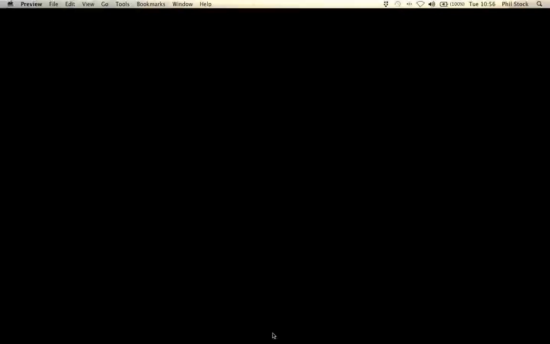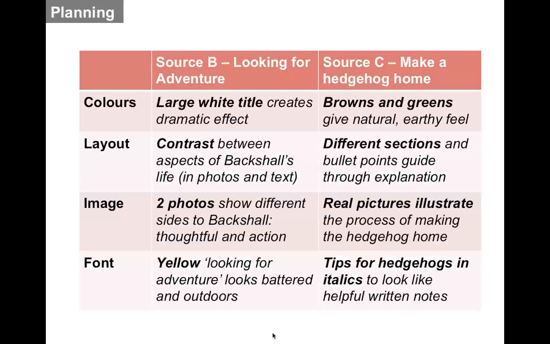So if I go back to my presentation. Now, you don't have to, and I certainly wouldn't do it in this much detail, but in the exam, if you drew out a very quick planning table covering the major things that you've just been aware of, that would give you a lot of confidence when it comes to the writing up phase. So here, I've just put down some of the things that we've just spoken about, and I've done it under the guise of colours, layout, image, and font. But it may be that you have 2 or 3 things that you could say about colours, but maybe nothing about font, in which case your colours section might be bigger.